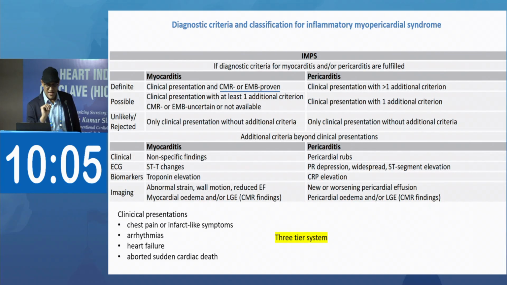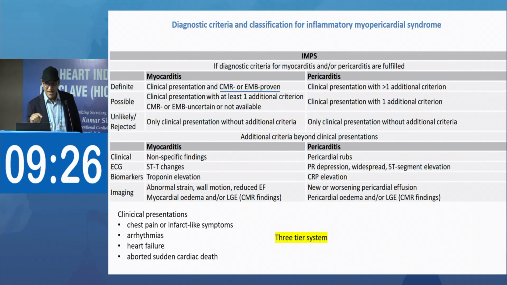Coming to the diagnostic criteria and classification, basically what they have introduced here is the three-tier system. Three-tier system is basically definite, possible, and unlikely or rejected diagnosis. And here basically what you look at is the clinical presentation, the clinical symptoms if they mimic myocarditis or pericarditis. This should be proven by different investigations. And investigations could be ECG, biomarkers, or imaging. But for a definite diagnosis of myocarditis, you require clinical presentation, and CMR or EMB proven diagnosis is important to prove a patient of definite myocarditis.